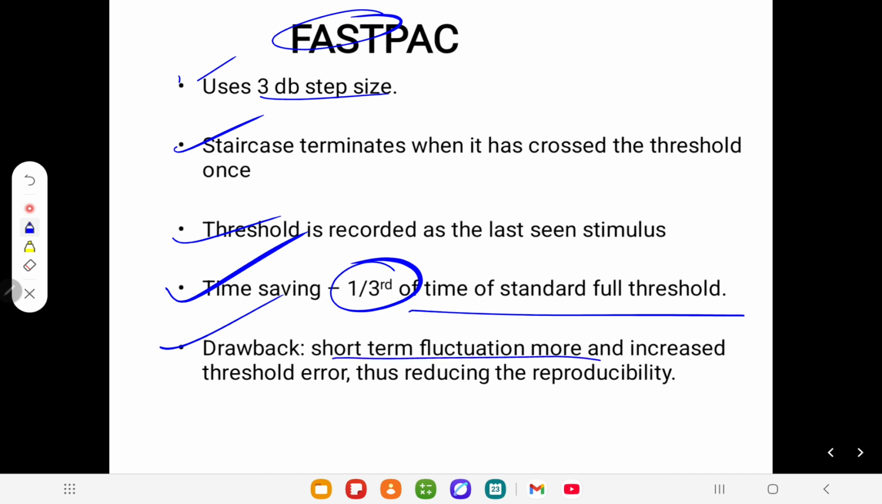The drawback is more short-term fluctuation and increased threshold error, thus reducing reproducibility. The main problem is reduced reproducibility. If you do it one time and do it another time, there is a high chance of getting a different value.